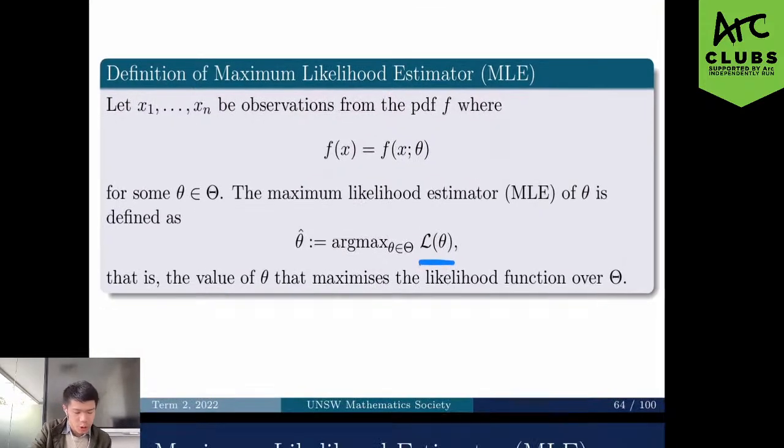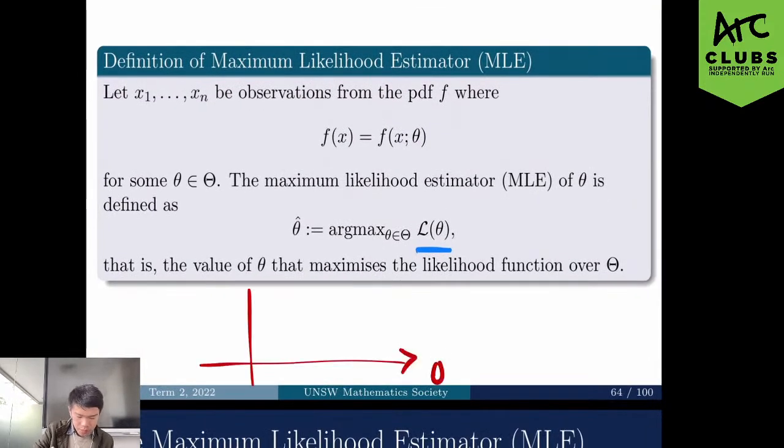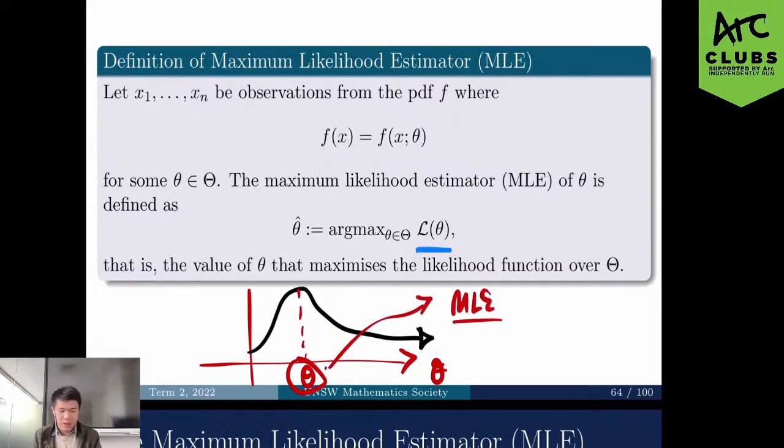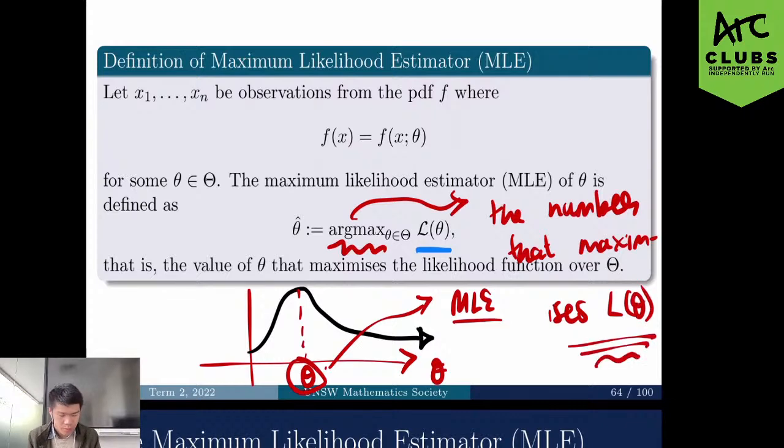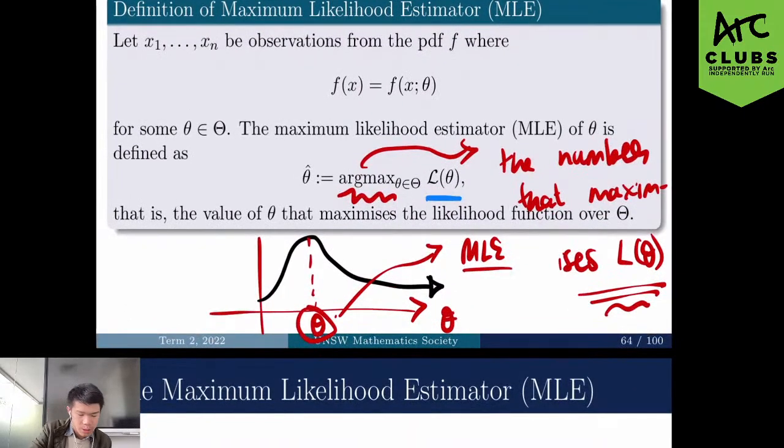So if you graph the likelihood function for different values of theta, well, there's going to be some value most of the time that maximizes it, right? So that's going to be called the maximum likelihood estimator. And we call it the argmax. Basically this is just a fancy way of saying the number that maximizes it. It's not that complicated, but basically it's the value that makes this graph the highest.